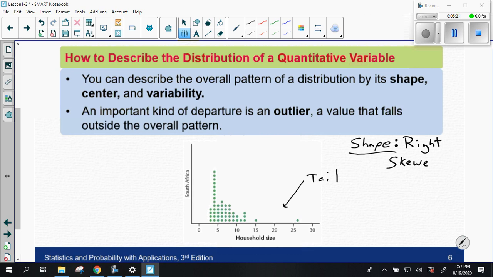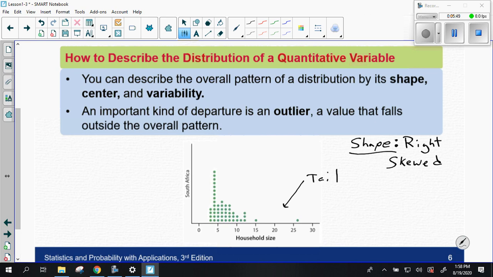The center, we'll learn later on in the chapter that measures of center that we're going to use are going to be mean and median. I could find the mean and the median from what I've got here, but I'd have to do some calculations. I couldn't get it straight from the graph. So we'll talk about measure of center later.